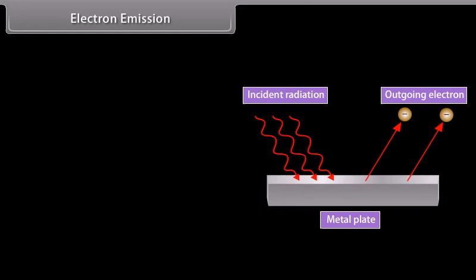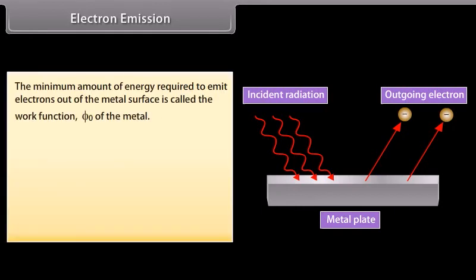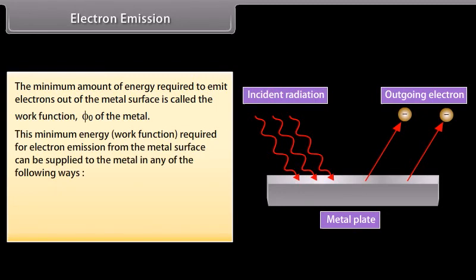These electrons are held inside the metal surface by the attraction of the ions and of surface forces. Thus, these electrons require a certain amount of energy in order to come out of the metal surface. The minimum amount of energy required to emit electrons out of the metal surface is called the work function, phi0, of the metal. This minimum energy can be supplied to the metal in any of the following ways.